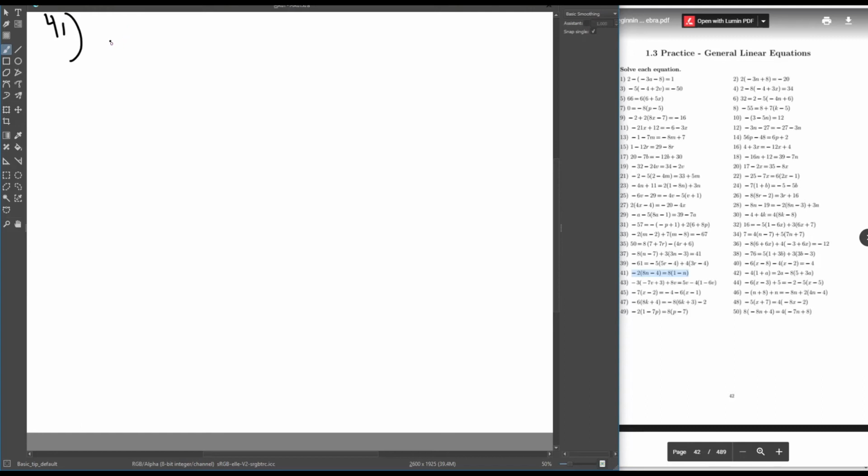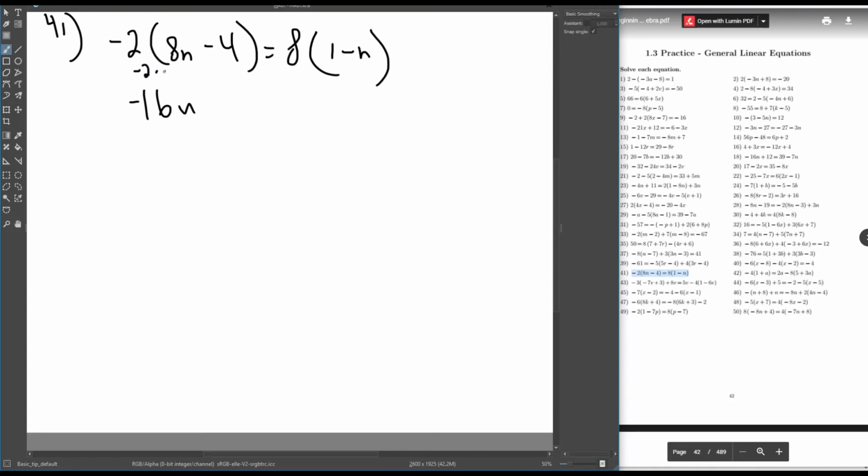Minus 2 times the quantity 8n minus 4 equals 8 times the quantity 1 minus n. Wonderful. Let's take a look at this. Minus 2 times 8n equals minus 16n. Just to remind you, it's minus 2 times 8 times n we did there. Minus 16n, sorry. Minus 2 times, we have to take all of it, times minus 4, that's 2 negatives, plus 8. Equals 8 times 1, that's an 8. 8 times minus n is a minus 8n.